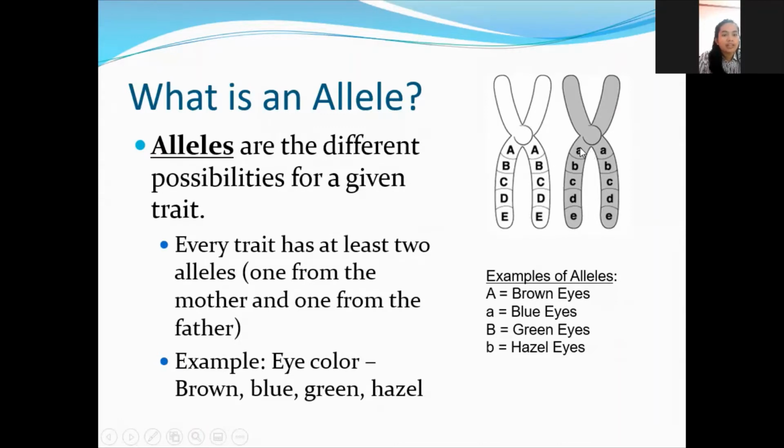And then we also have the recessive allele, which is what we call the small letter a, small letter b, small letter c, small letter d, and small letter e. Examples of alleles include capital letter A, which means brown eyes, and small letter a means blue eyes, and then capital letter B includes green eyes, and small letter b includes hazel eyes. Every trait has at least two alleles, one from the mother and one from the father. So we have here eye color: brown, blue, green, or hazel.